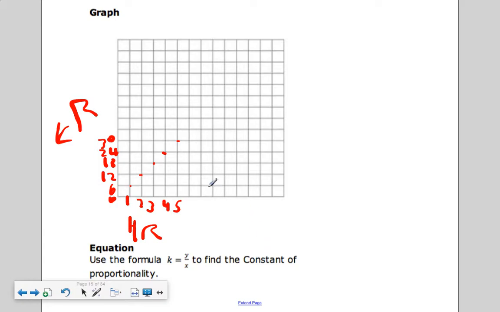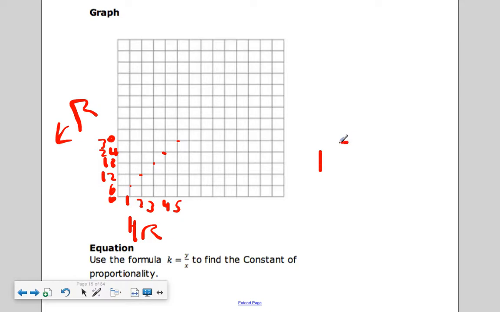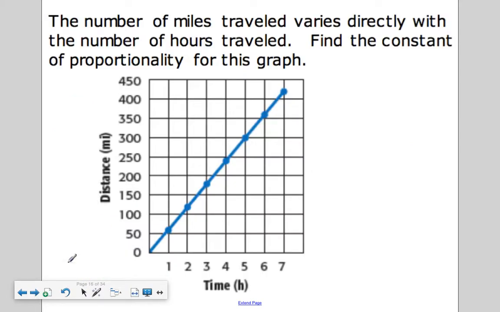Find the constant of proportionality. So choose an ordered pair from this graph or from the table. I'll get it from the table this time. 3, 18. So y is 18. X is 3. 18 divided by 3 is 6. That means the constant of proportionality is 6. That means if I know the number of hours and I multiply by 6, I will always find out her earnings. If she worked 15 hours times 6, that would be $90, and so on. So this is constant.